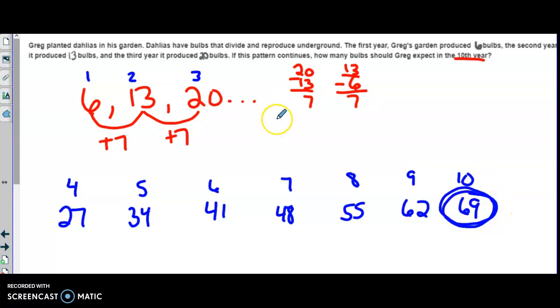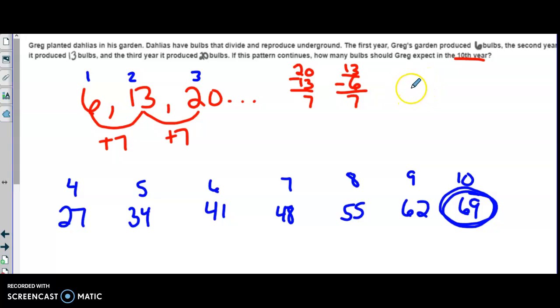I think that's the easiest way to do it. You can write a rule. You can say y equals x plus 7. Wait, that doesn't work. Hang on, let me think about that rule for a second. Okay, so I had to think about this for a minute.